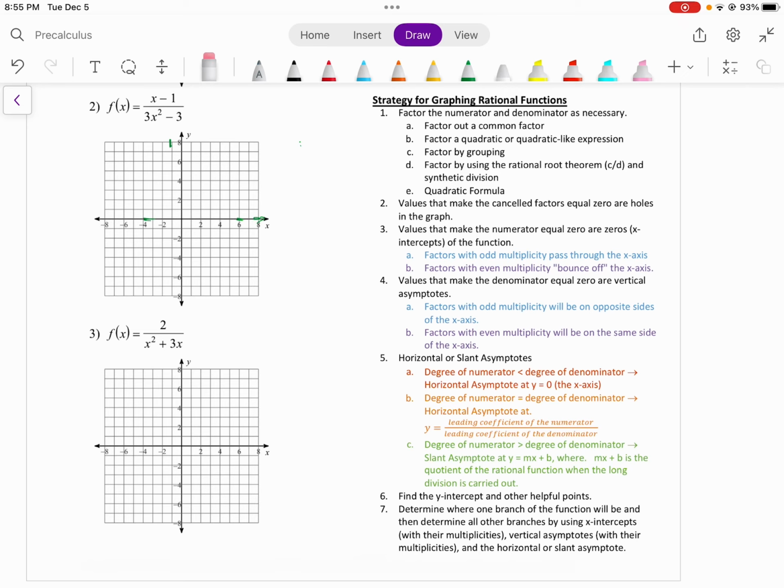We're going to continue to number 3 and graph this rational function. In the previous video, I graphed number 1 and 2 from this worksheet. So here we have our strategy again, and we're going to work our way through this.